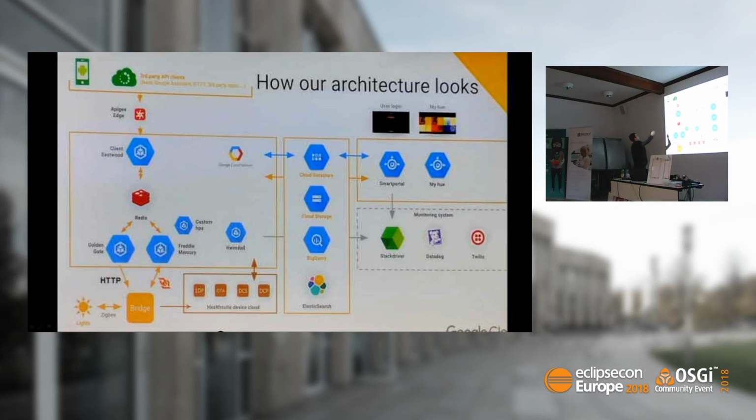We have an app and API endpoints over here, which connect to something called an APG Edge. No clue. Talk to client Eastwood via Redis, via Golden Gate and Freddie Mercury, over HTTP to a bridge, the Golden Gate bridge, via Zigbee to a light bulb. So that's easy. And that's ignoring all of that. How are we going to test that? How are we going to get a handle on that? And by the way, what is all that stuff?